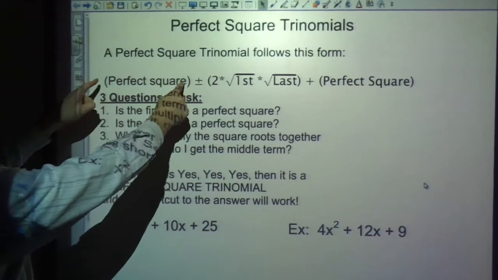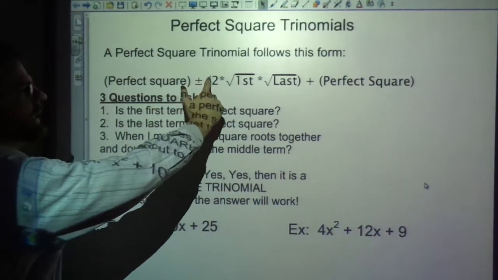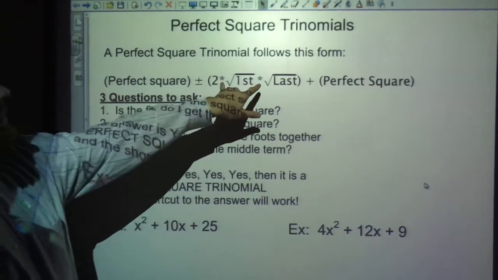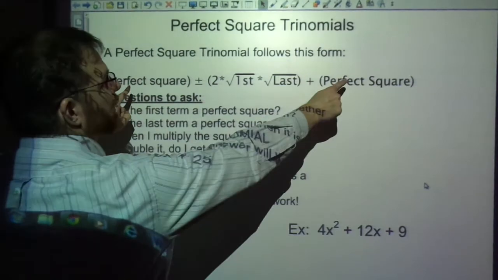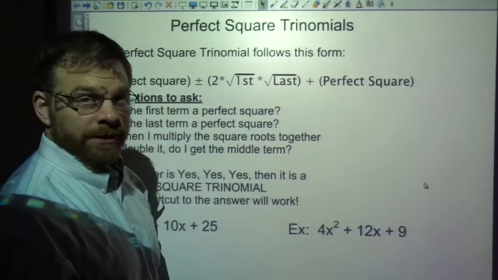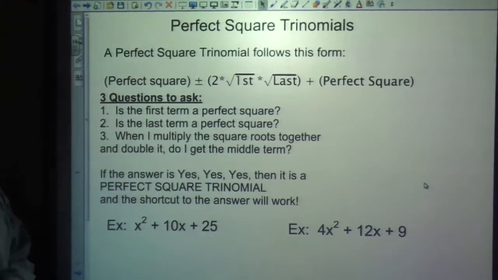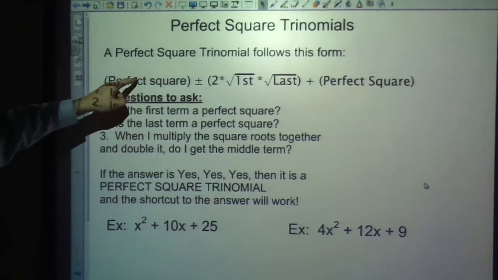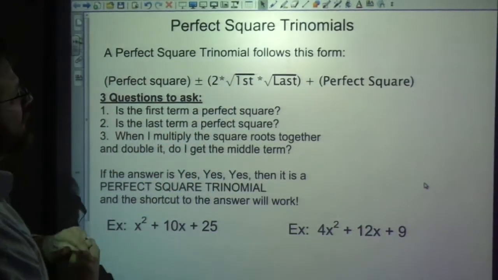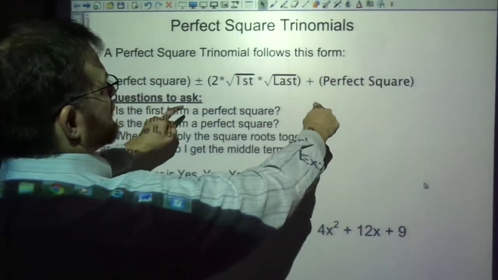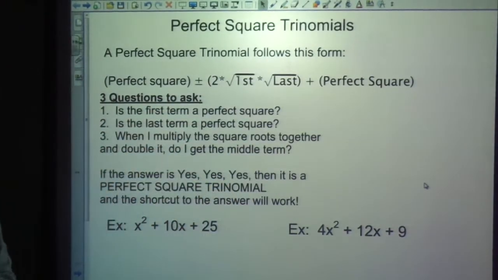The first term is a perfect square. You could have positive or negative in the middle, but the second term is going to be 2 times the square root of this times the square root of this. And the last term is a perfect square. So basically, to check and see if something is a perfect square trinomial, you have to ask 3 questions. Is the first term a perfect square? Is the last term a perfect square? Is the middle what you get if you multiply the square root of this times the square root of this times 2? If that's what you get, then this is a perfect square trinomial and we can factor it very quickly. Let me show you with this example down here.